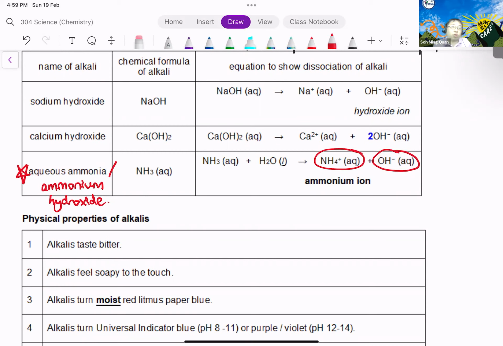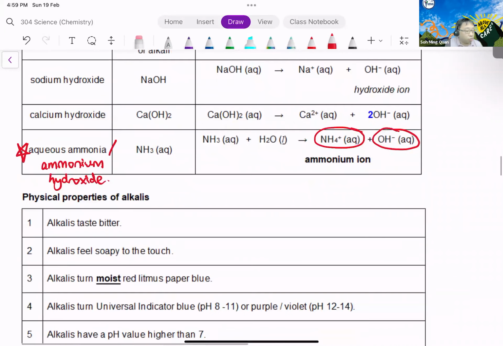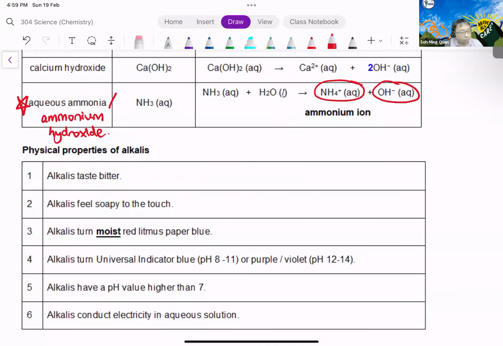Okay, alkalis feel soapy to touch. That's the reason why alkalis like sodium hydroxide are used to make soap. If later on you go to your soap bottle and look at the ingredients, you will see some of these alkalis in your soap. In particular, sodium hydroxide is typically used to make soap. Now, in terms of indicators, that's what you need to know very, very well, of course.